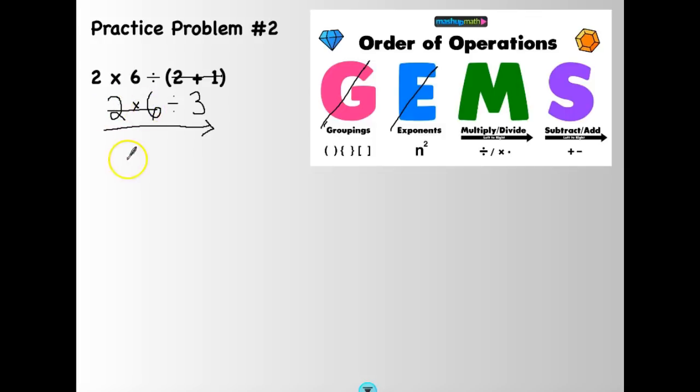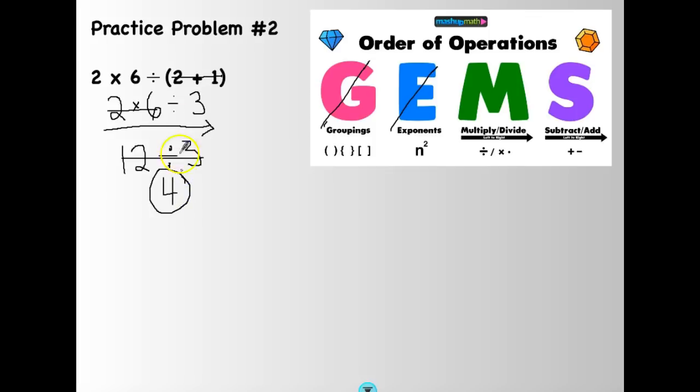2 times 6 is 12. And I'm going to divide that by 3, bring down the rest of the problem. And 12 divided by 3 is 4. So the value of this expression is going to be 4.